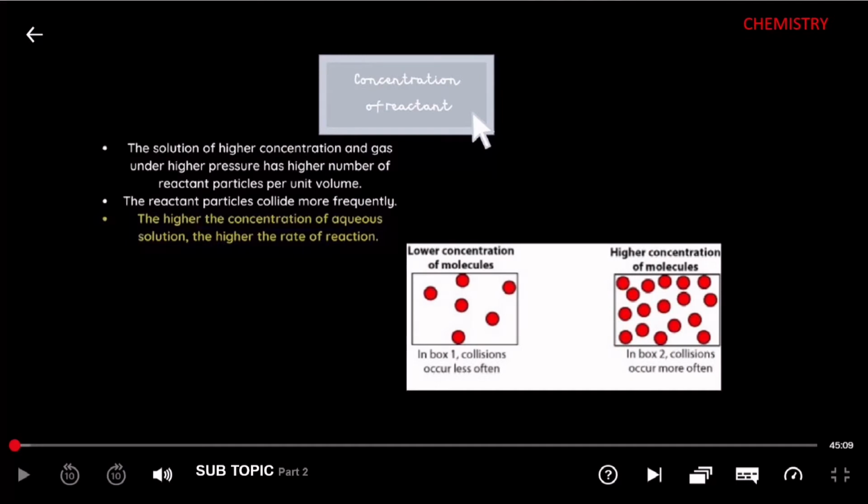The next one is concentration of reactant. The solution of higher concentration and gas under higher pressure has a higher number of reactant particles per unit volume. The reactant particles collide more frequently. Hence, the higher the concentration of aqueous solution, the higher the rate of reaction.